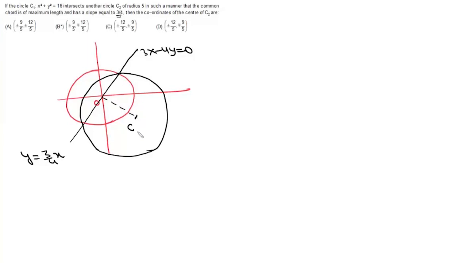So suppose its center is C. This radius is 5 units. This is 4. So the perpendicular distance is 3 units. Now we write this equation in terms of parametric coordinates. So we can write x minus 0 upon cos theta equals y minus 0 upon sine theta, and it is equal to plus or minus 3.